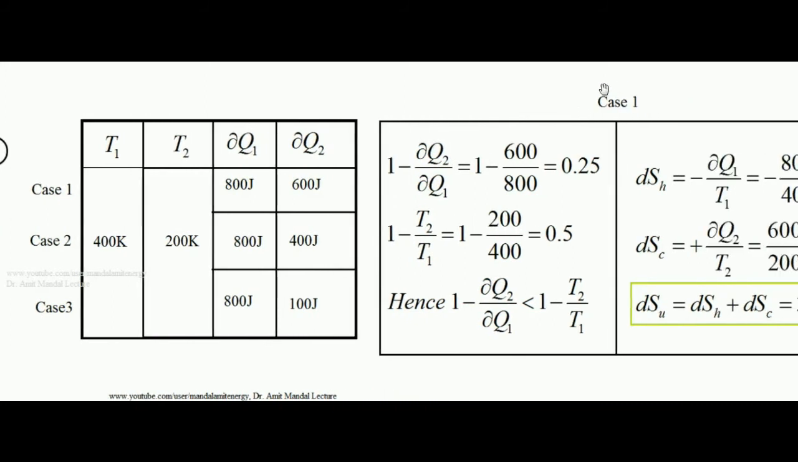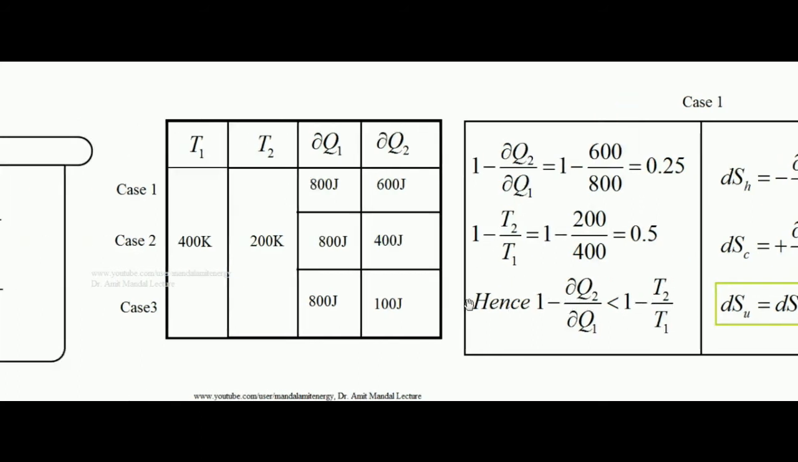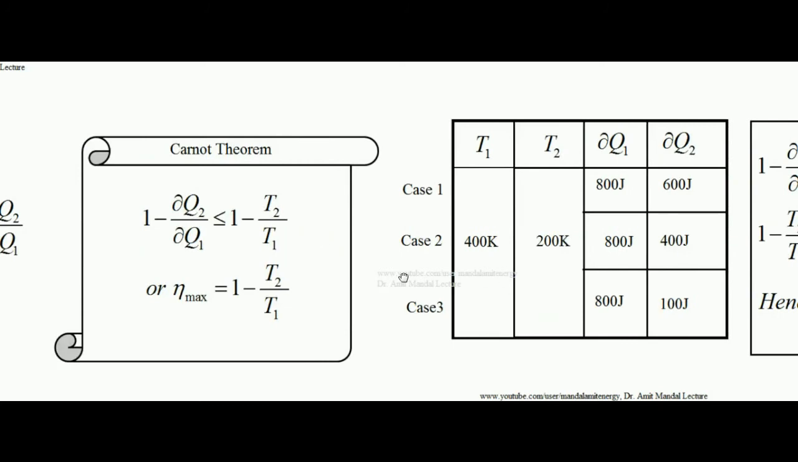So let's take case 1. In case 1, what is 1 minus del Q2 by del Q1? That is equal to 1 minus 600 by 800, which is 0.25, and 1 minus T2 by T1 is equal to 0.5. You can see that here 1 minus del Q2 by del Q1 is smaller than 1 minus T2 by T1. So the rule, that is this Carnot theorem, is not violated.